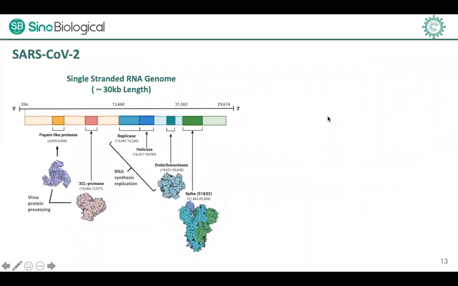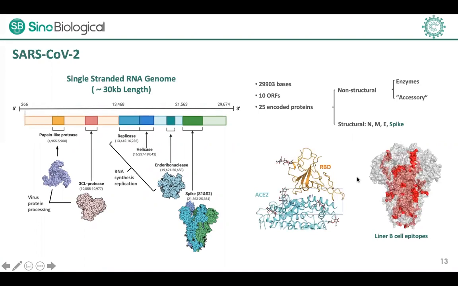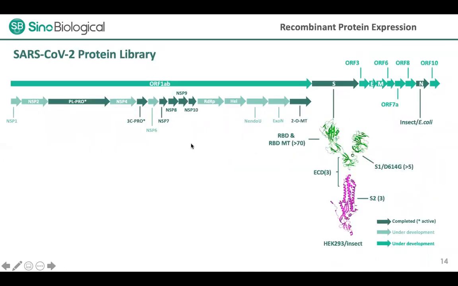For this topic, we have to mention SARS-CoV-2. Of course, it's an RNA virus that encodes 25 proteins, which include non-structural proteins and structural proteins. These proteins are important for host interaction with ACE2, and also for diagnostic tool development as well as drug discovery. So far, using recombinant protein expression techniques and different hosts, especially HEK293, insect, and E. coli, we have gradually started to map the whole proteome of SARS-CoV-2, and we have successfully made several of its enzymes, like papain-like protease and 3C-like protease, as well as the S protein.